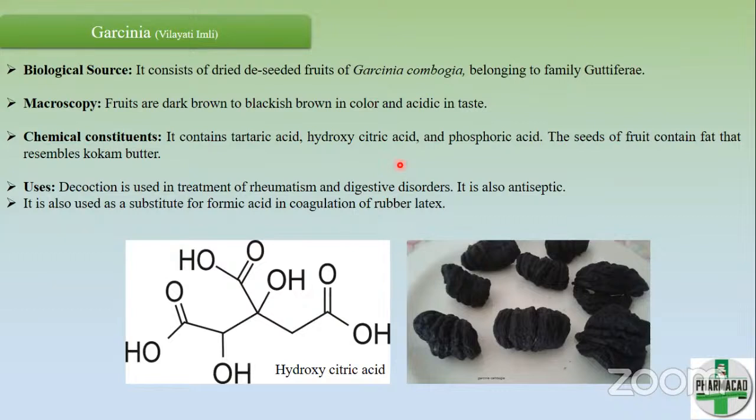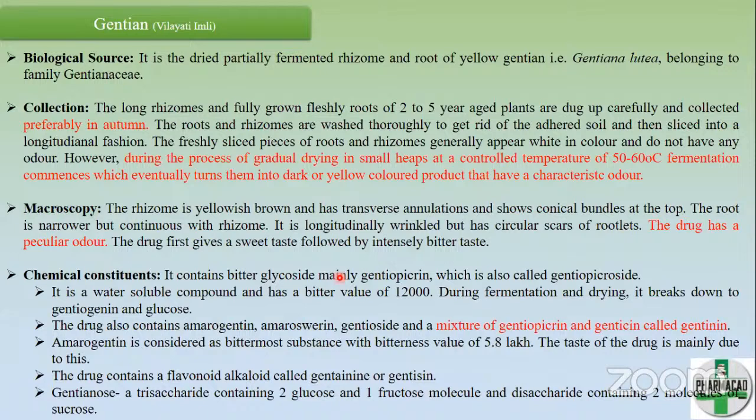अभी ये क्यों यूज होता है गार्सिनिया? It is used in digestive disorders. मैंने बोला ना बिटर्स है तो सब किसी ना किसी स्टमक के पार्ट को इरिटेट करेंगे. Okay. And it will act as a stomachic, it will help in digestion. Okay. And in this case it is also used as an antiseptic, also used as a substitute for formic acid in coagulation of rubber knitting.